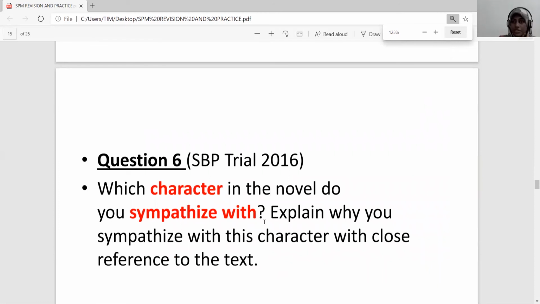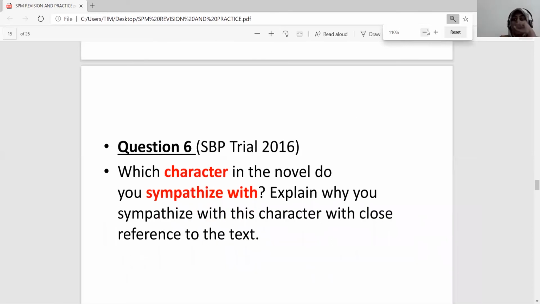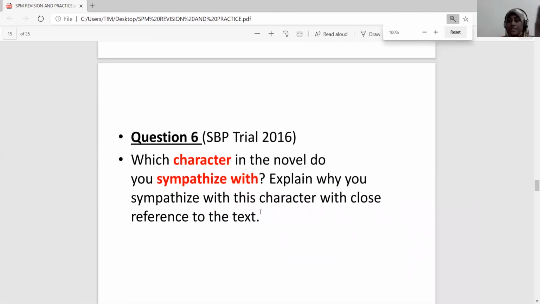Last on your literature. Okay, this is the SBP trial, Sekolah Berasrama Penuh, if not mistaken. So this is a 2016 question. Which character in the novel do you sympathize with? Kamu rasa kesian, right? Who do you feel sad for or sympathize with? Hannah. Okay, explain why you sympathize with this character with close reference to the text. Why would you feel pity? Sympathize is pity. Why? You have to give three reasons.